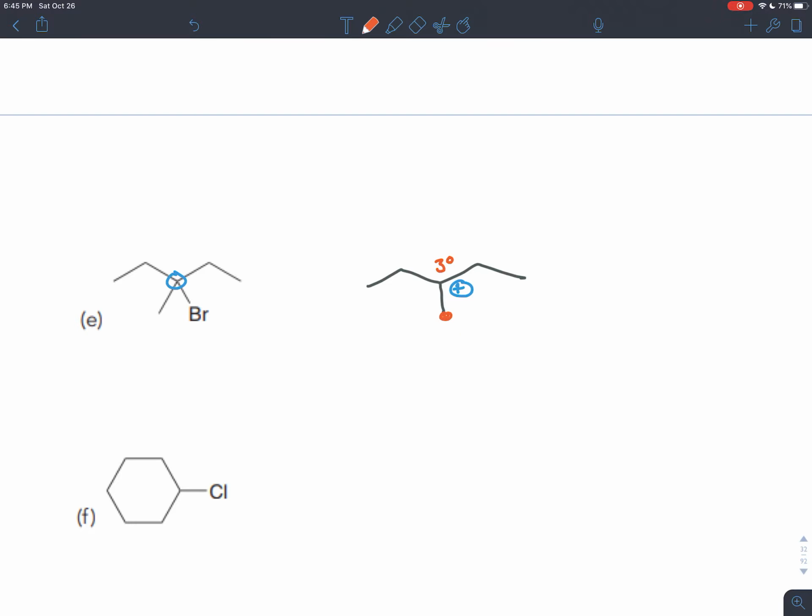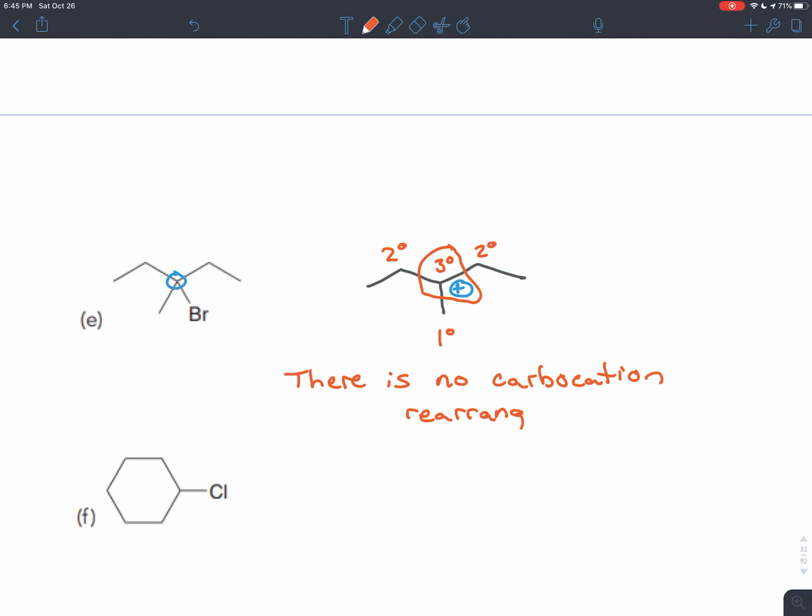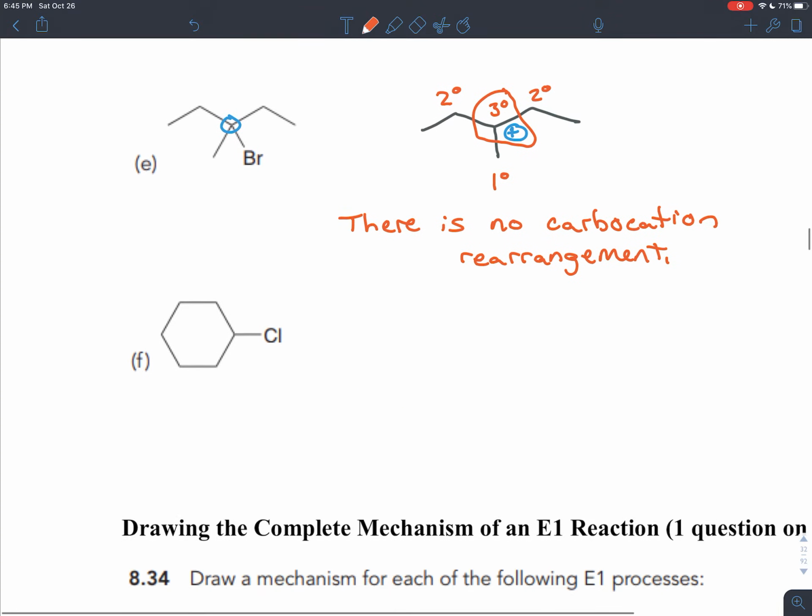Next door below, it's primary, it's only bonded to 1. To the right, it's bonded to 2, so that's secondary. To the left, this carbon is bonded to 2 other carbons, so it is also secondary. So the most stable position for the carbocation to be on is that tertiary position. So because that's already there, there is no carbocation rearrangement for this molecule. If this molecule undergoes an E1 reaction, the carbocation would not rearrange.